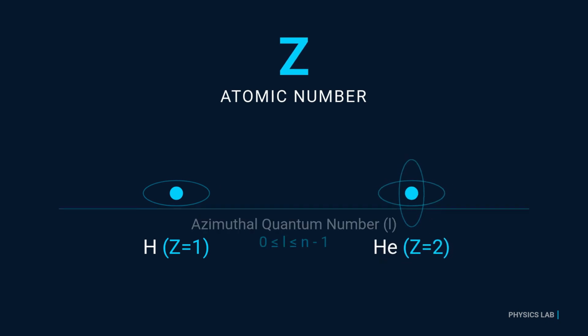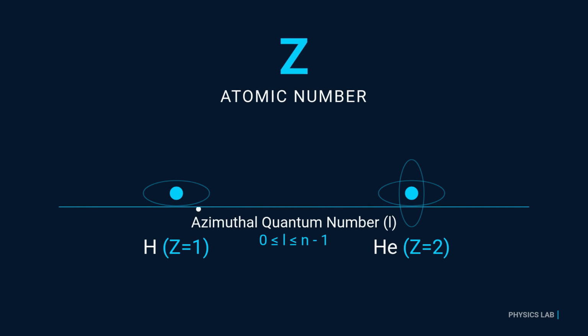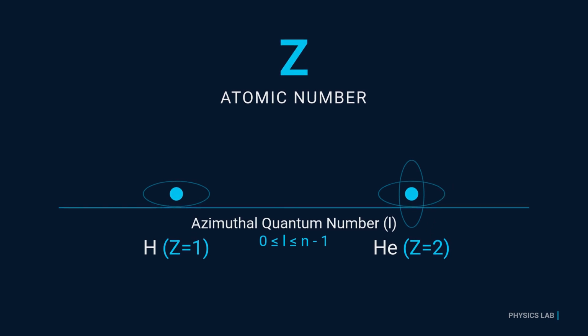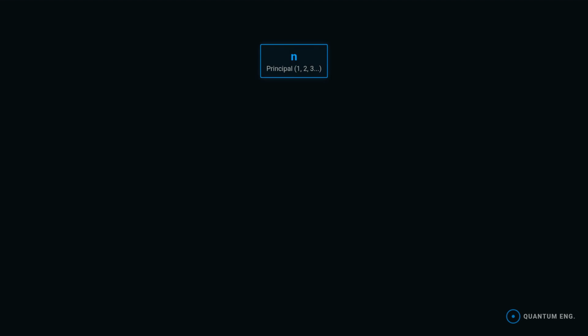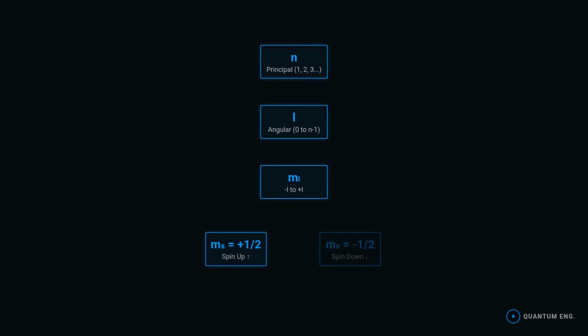Other modes require different inputs, like azimuthal quantum number L, ranging from 0 to n-1, magnetic quantum number m sub L, from negative L to positive L, and spin quantum number m sub S, as either plus 1/2 spin up or minus 1/2 spin down.